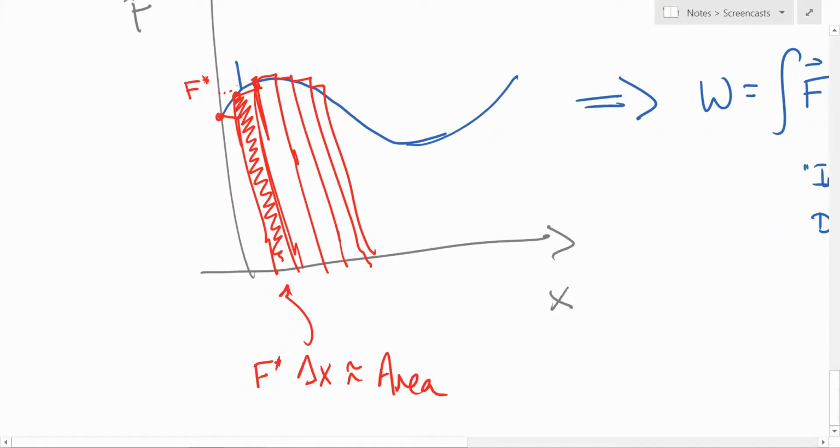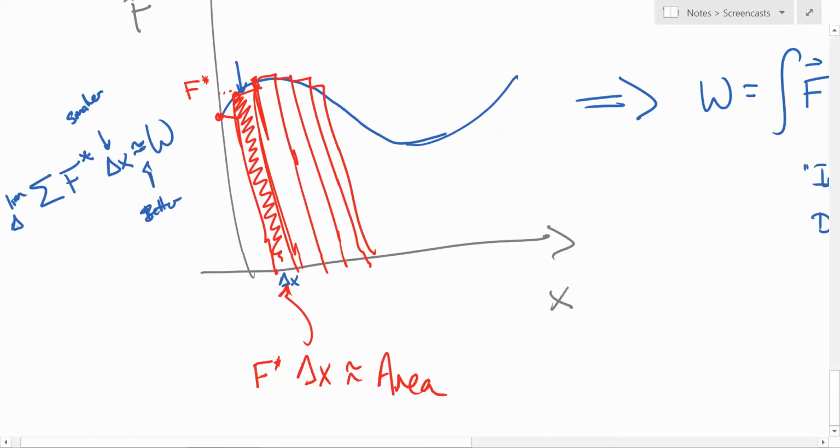The idea is that for this chunk, if I take this force here times this little delta x, I get an area. If I add up all of my little f stars times all of my little delta x's, I would get the work, or something that's approximately the work. I make this smaller, this approximation gets better. So I want to take the limit that delta x goes to 0. And this wonderful thing here is basically the integral.